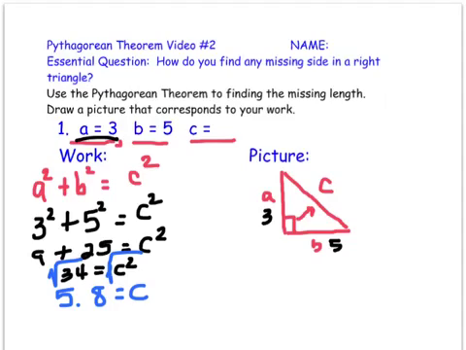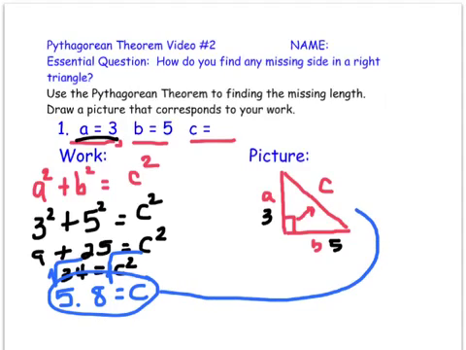So now I'm finished. Well, not so much. I got to finish my picture. C equals 5.8. Now here's a little fact. Your hypotenuse is always going to be the longest side. So if this number isn't bigger than this number and this number, then you got to go back and check this work, okay? Because the hypotenuse has to be the longest side.